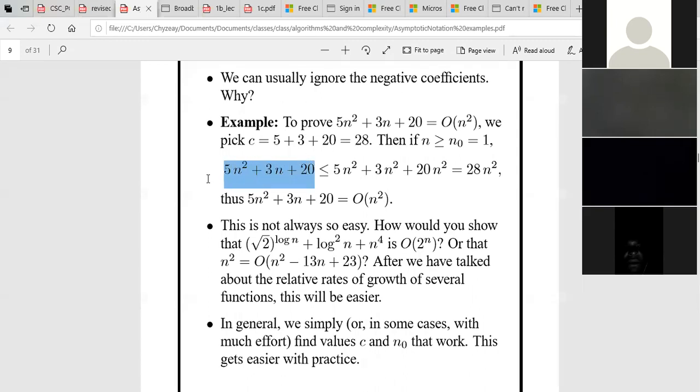So if this is f of n, we know that this f of n will be less than or equal to this expression. Why is it less than or equal? This is n squared, n, and there's no n here: n raised to power 2, n raised to power 1, and n raised to power 0 here. When n is raised to power 0 it is 1, so 1 times 20 gives you 20. So it's less than 5n raised to power 2 plus 3n raised to power 2 plus 20 raised to power 2. So all of this is less than this, and of course, which is less than 28n raised to power 2.